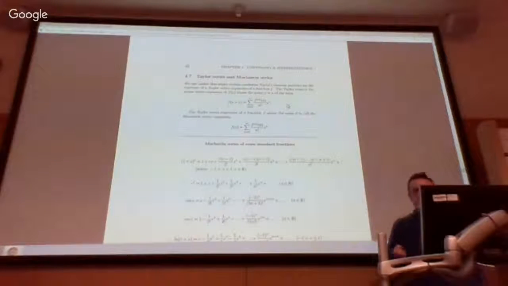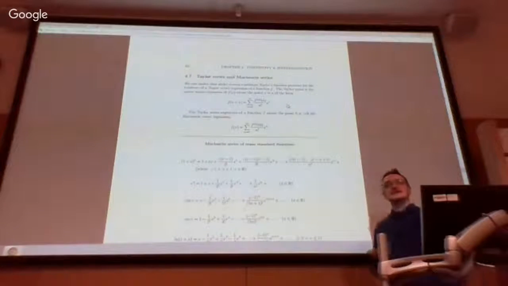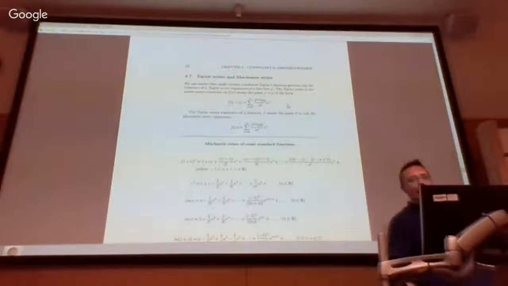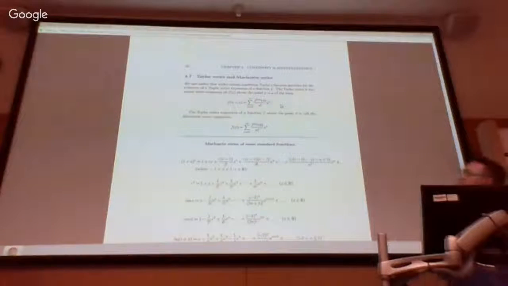Now, the main example of power series that arise for functions of a real variable in this kind of calculus setting is the so-called Taylor series. So these are power series representations for functions. They're infinite polynomial representations for functions, and the coefficients of them are the various derivatives of the functions.